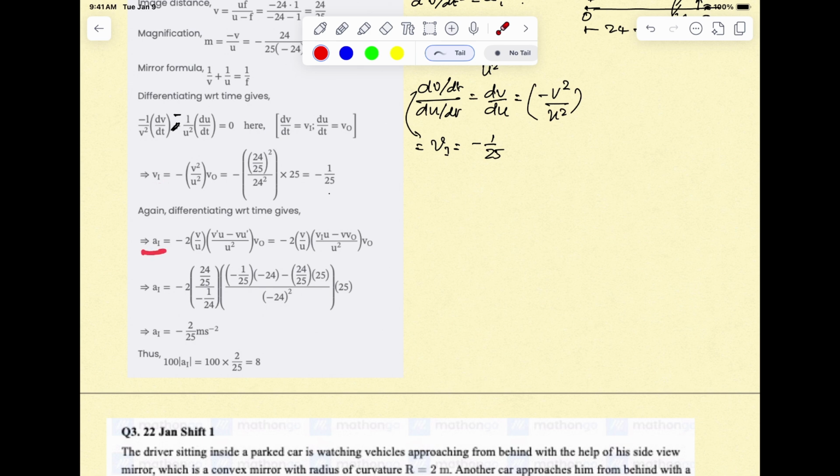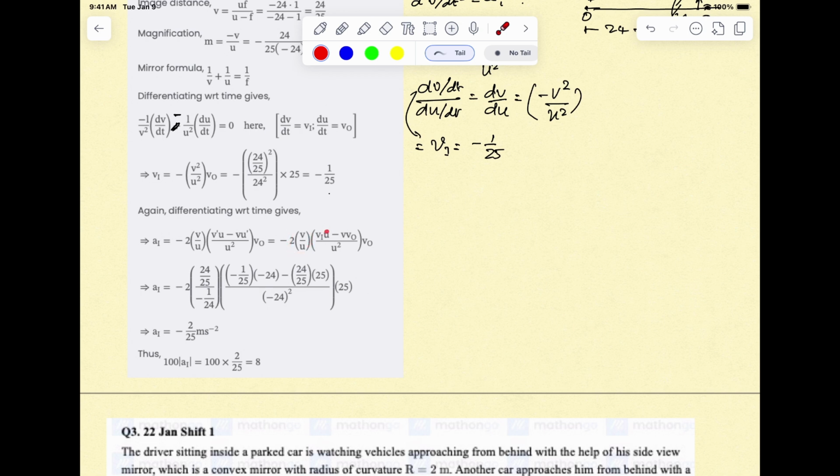Now you take this as one variable, therefore it is now minus 2 v by u, and then differentiate v by u again with reference to time. That means follow the usual u by v formula differentiation. Here what happens is, therefore, it is now v dash u minus v u dash divided by u squared times v naught. Put it here, and then give all the values that you have got.